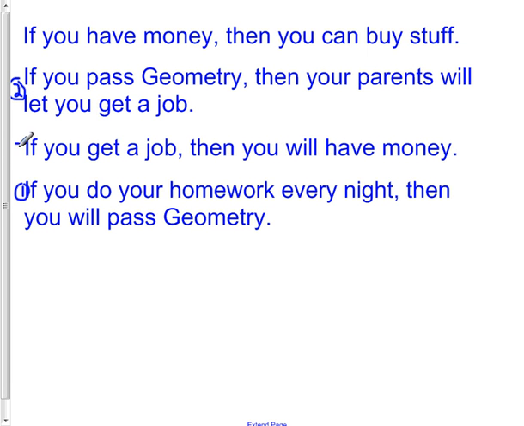Then if you get a job, then you'll have some money. And if you have some money, then you can buy stuff. So if you ever read If You Give a Pig a Pancake, this is exactly what we're doing here. We're saying if this happens, then that happens. And if that happens, then this happens. And you just keep following this chain. So the logical chain that follows from this, what you're going to be asked to do is say, well, what can you conclude from that?